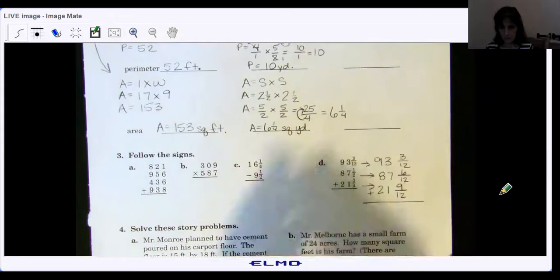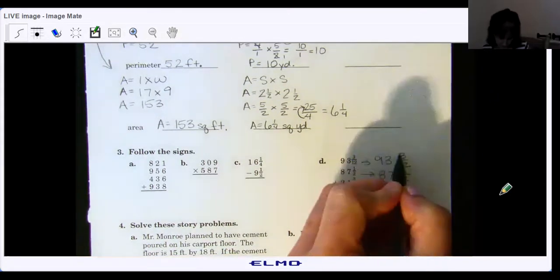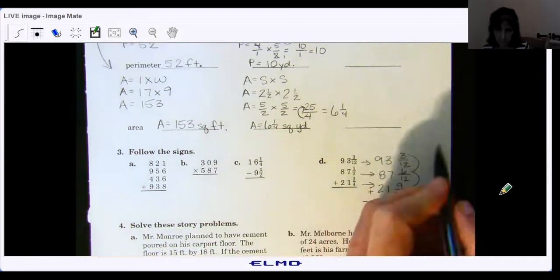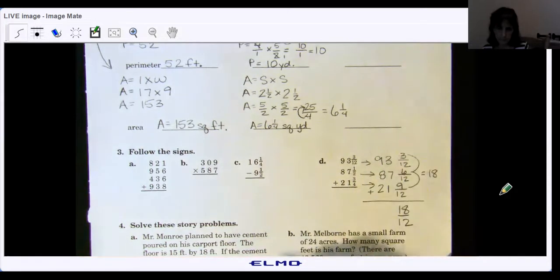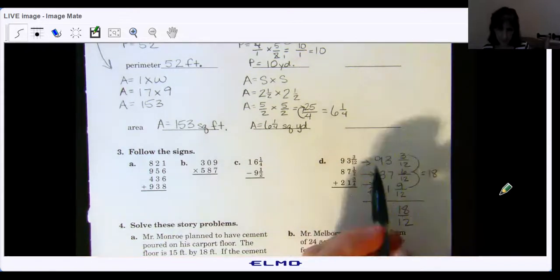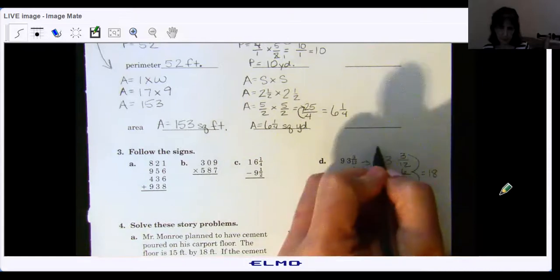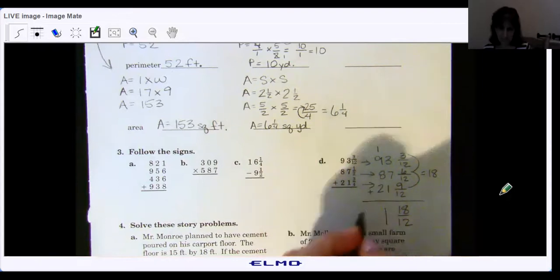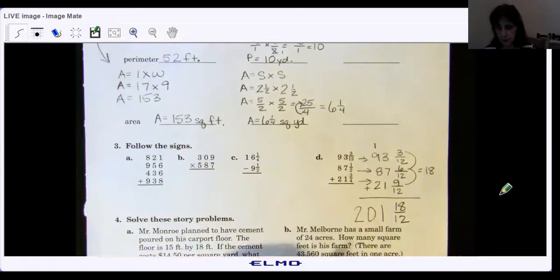Okay, so we're going to add up. 12 is our common denominator. 3 and 6 and 9 are 18/12, which is an improper fraction. But we're going to add up our whole numbers first. 3 and 7 is 10, plus 1 is 11, carry your 1. 9 and 1 is 10, and 8 is 18, and 2 is 20. So we have 201 and 18/12, but we have to change the 18/12.